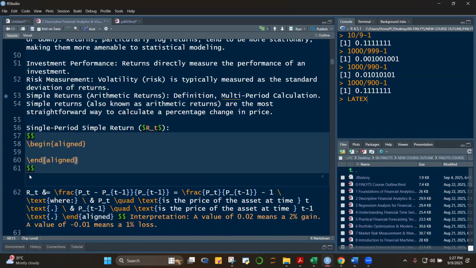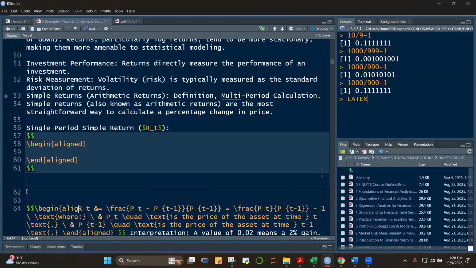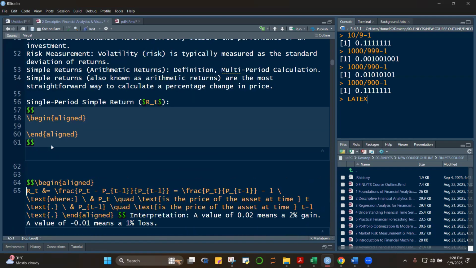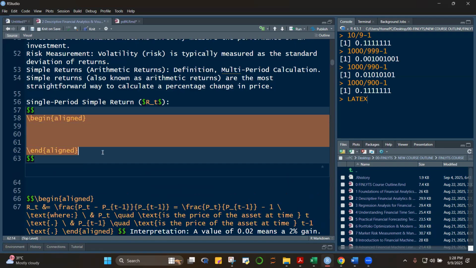okay? And then $. Okay. All right. So take a look at this one, class. This is the basic structure: begin aligned and end aligned. Now, this begin aligned and end aligned is not needed if it's simple, if the code is only a single line.